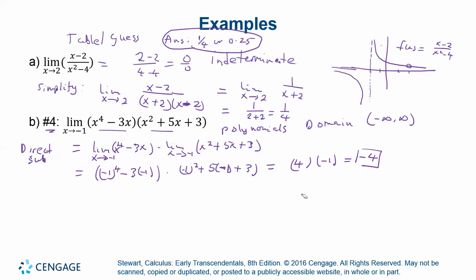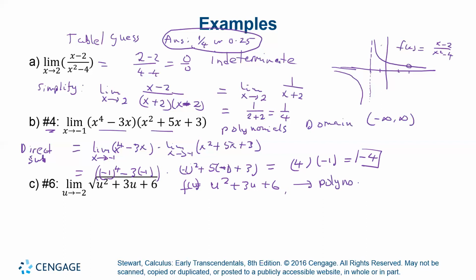So that is for that problem. Now let's look at the next one. Now look at the expression here: u squared plus 3u plus 6. This is a polynomial. Suppose this is a function f of u. That's a polynomial, and the domain is the same. The domain is what? Negative infinity to positive infinity. Therefore, I can use direct substitution.